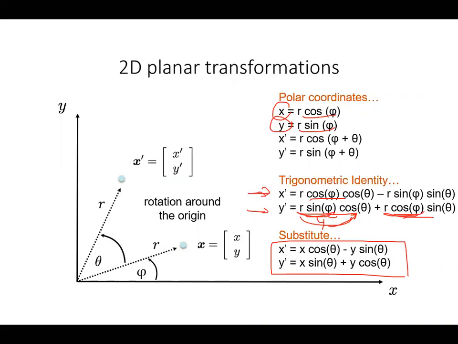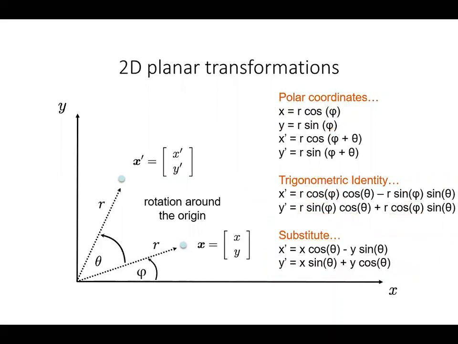So now we have already proved that x dash will be equal to x cosine theta, because r cosine phi is x, minus r sine phi, which is y here, so it is minus y sine theta, and so on and so forth. So now we can represent the rotation with this equation.